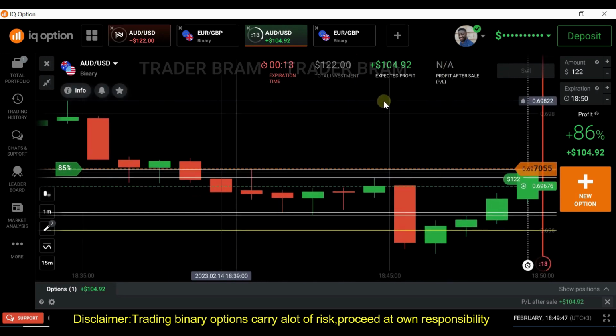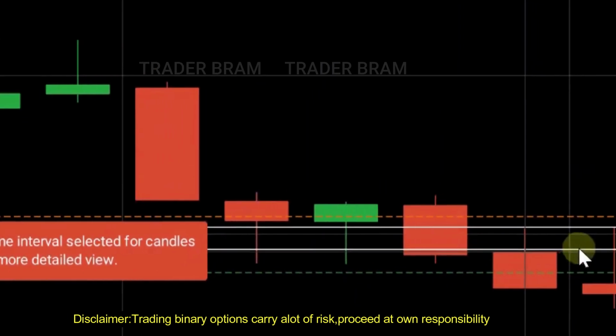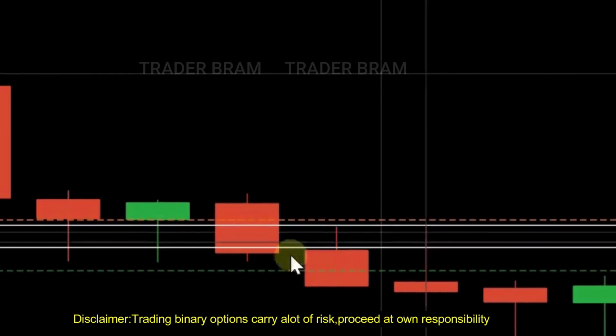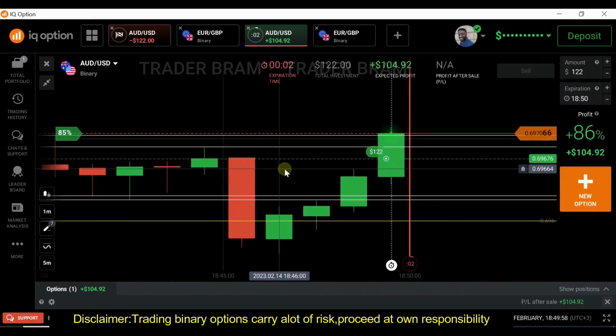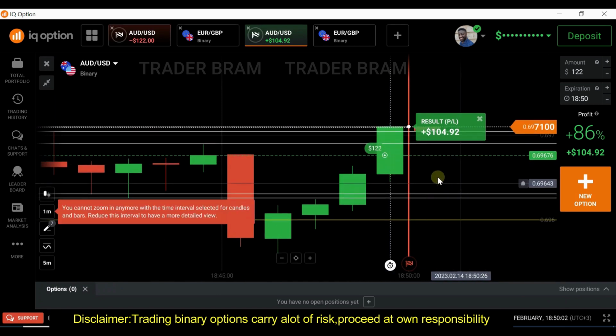So this is our next area. You can see this is a good area. Got a rejection. Then the sellers entered from here with the rejection again, with the rejection. So it's a good area to watch. That's why I have done a call option on this trade.